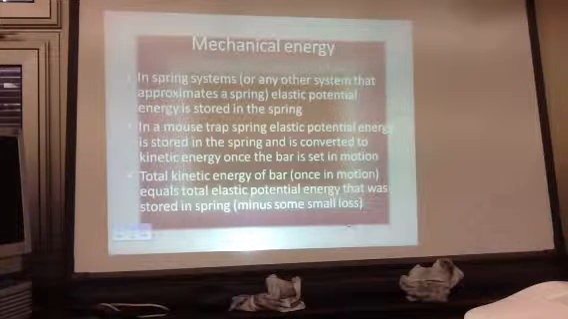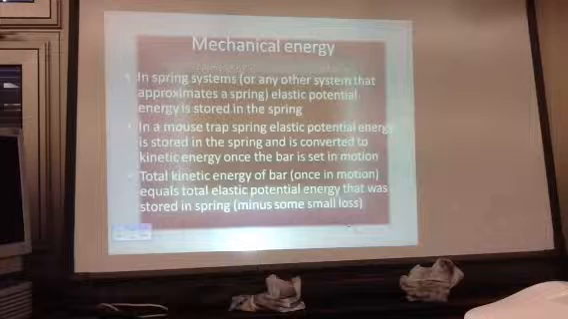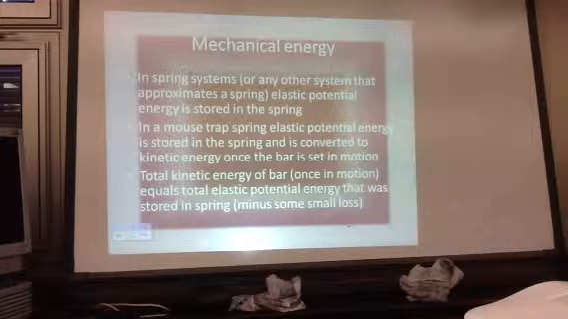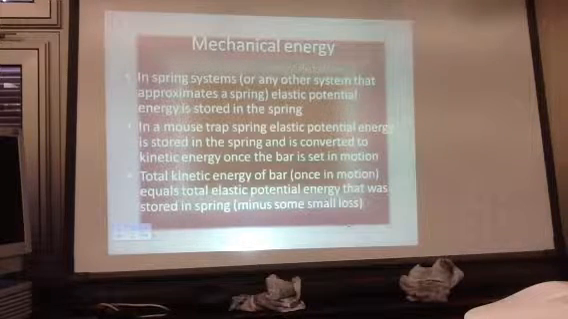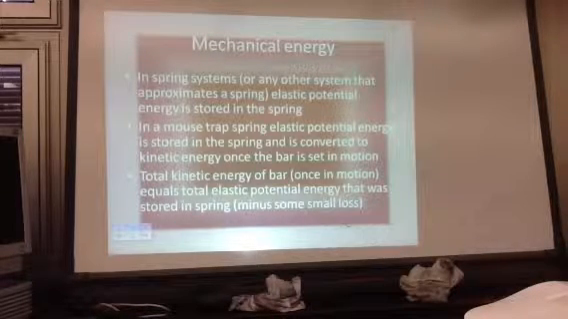In any system that approximates a spring, in the case of the leaf spring, we call it a spring, even though it's just a curved piece of metal. But it's storing elastic potential energy. In the case of a bow, that bow is functioning as a spring. Okay? Kinetic energy, once that thing is in motion, is going to equal the potential energy that was stored in it. Minus what? So, once we set this thing in motion, or we set a mousetrap bar in motion, or we bounce a truck down a road, or we pull back the bow and let it go, the kinetic energy of that thing in motion is going to be equal to the potential energy that was stored, minus what?